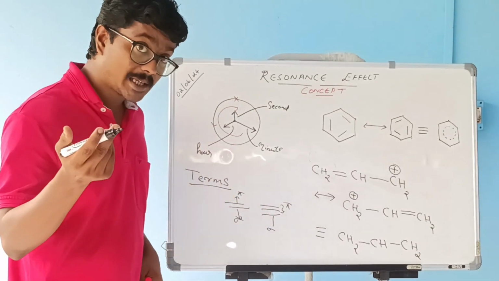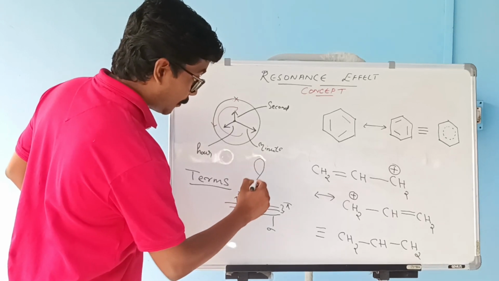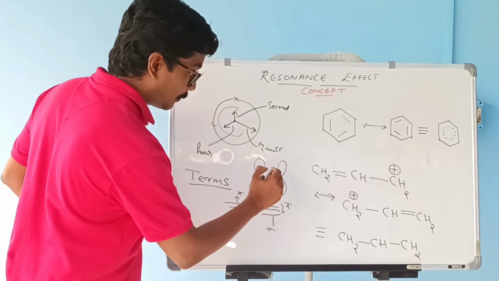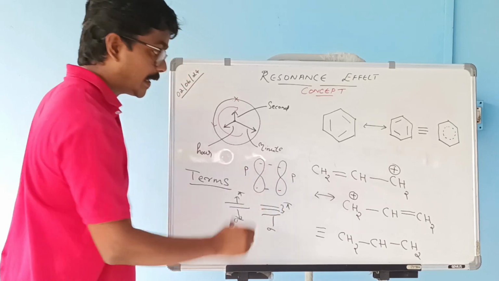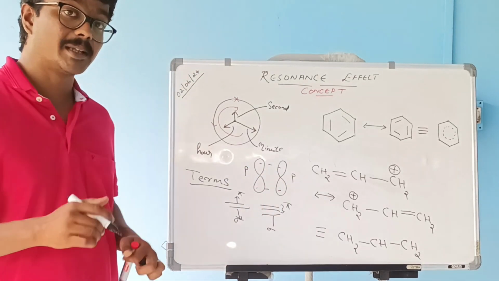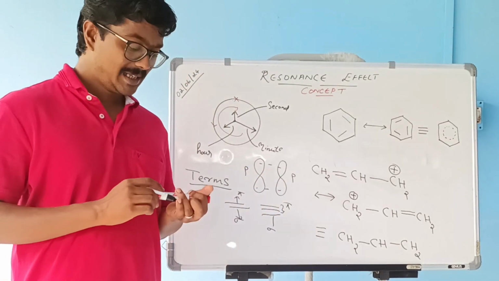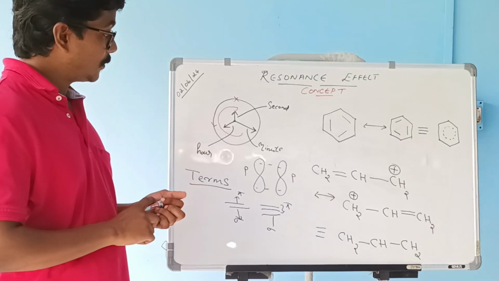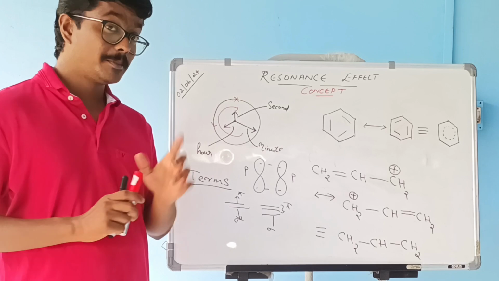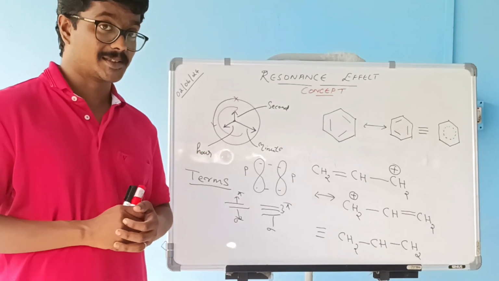And pi bonds, how are they forming? The overlap of p orbitals is the reason behind the formation of pi bonds. A basic concept, that's all. And this is one important thing in understanding the resonance.